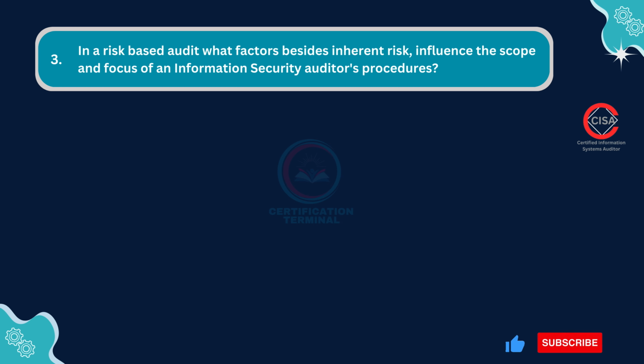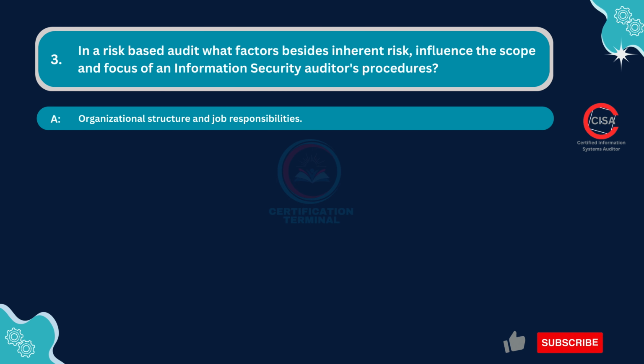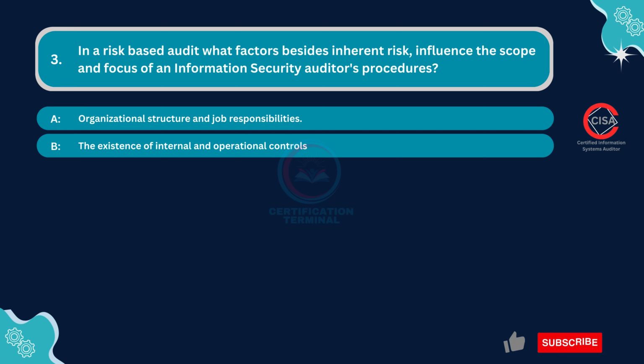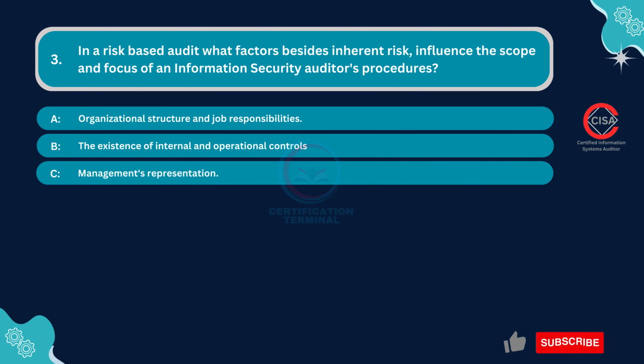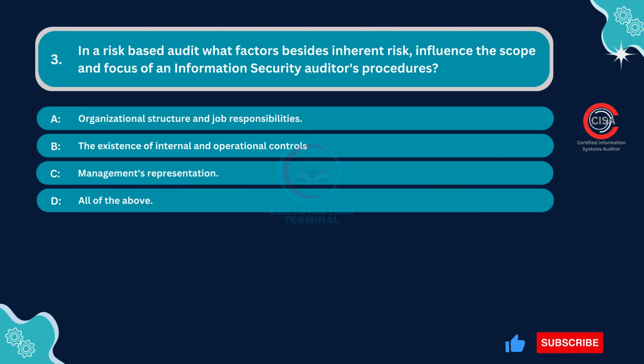Question number 3. In a risk-based audit, what factors, besides inherent risk, influence the scope and focus of an information security auditor's procedures? Option A. Organizational structure and job responsibilities. Option B. The existence of internal and operational controls. Option C. Management's representation. Option D. All of the above. The correct answer is Option D.